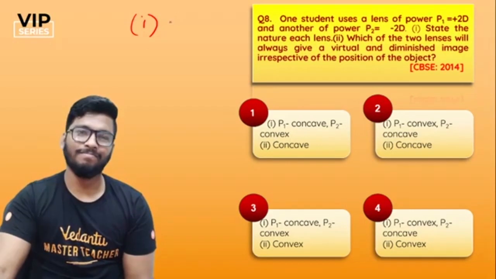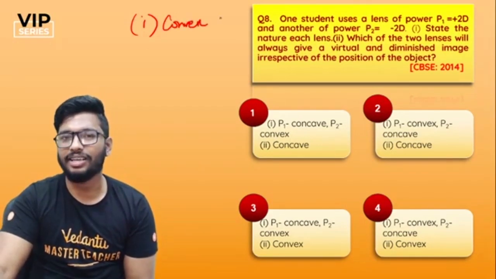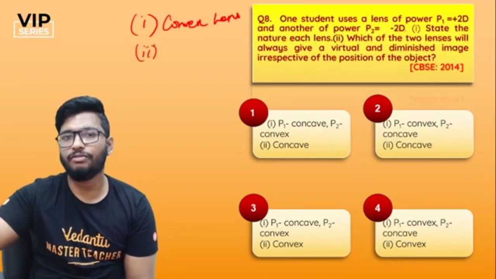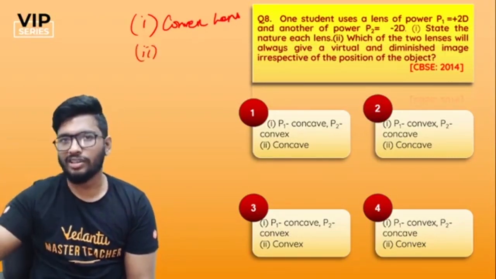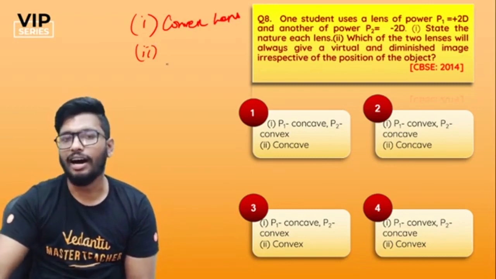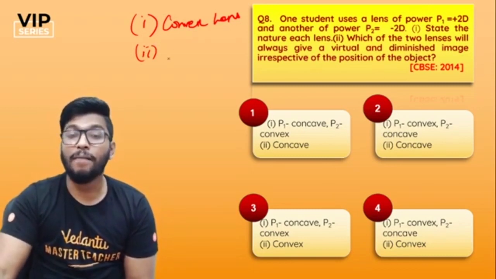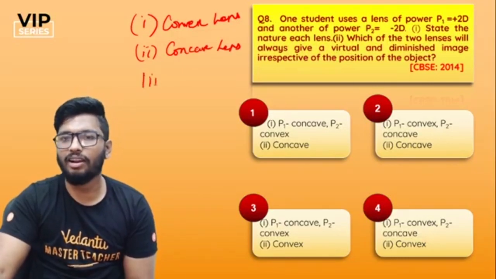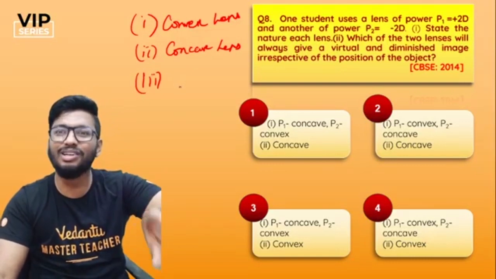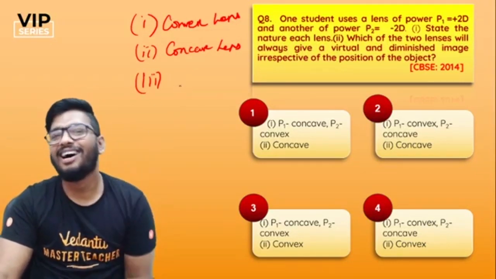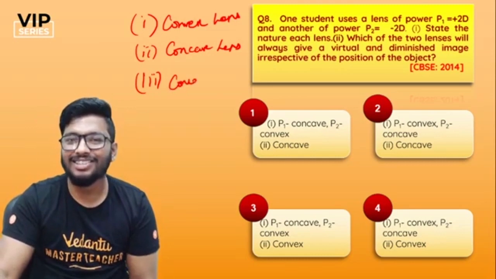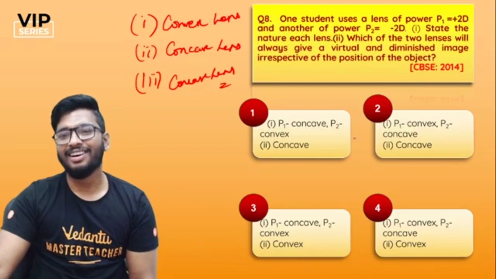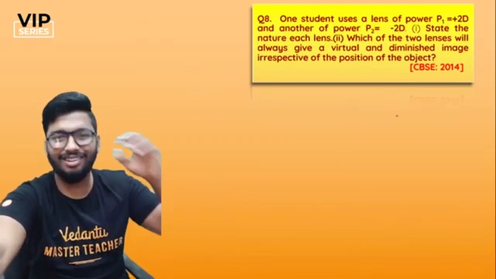Plus 2 diopter is a convex lens, because convex is the one that always gives you positive power, and you always get negative power for concave. Power minus 2 D would be a concave lens. For the last one, which of the 2 lenses would always give you a virtual image, always diminished, always erect? Concave, people. So which option matches with this one? Convex, concave. Yep, option number 2, people. That is all for today.